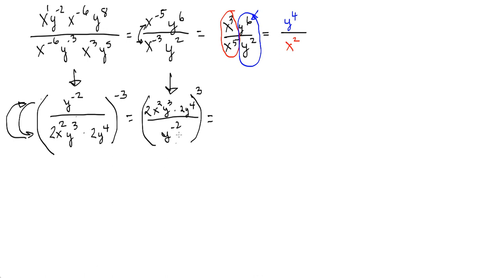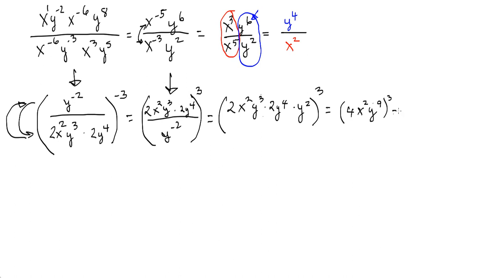What happens to this y to the negative 2? It comes up to the top. So I have 2x squared y to the 3rd times 2y to the 4th, and that y to the negative 2 is going to come up to the top as just y squared. That's all raised to the 3rd. Let's do some combining inside. I have 4. How many x's do I have? Just 2. And how many y's? 3 plus 4 plus 2 is 9, isn't it? Sure is. To the 3rd power. Okay?